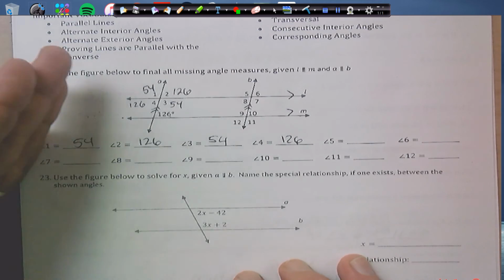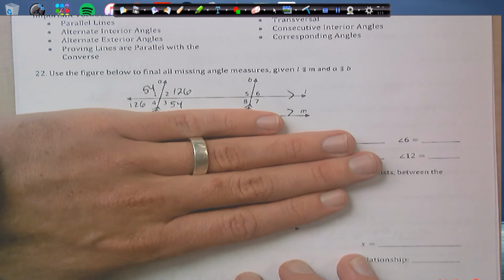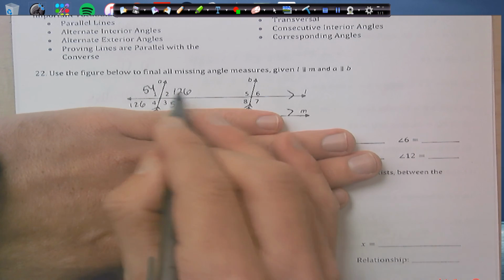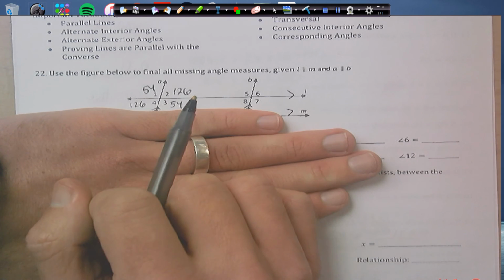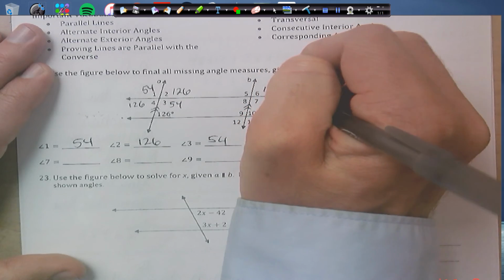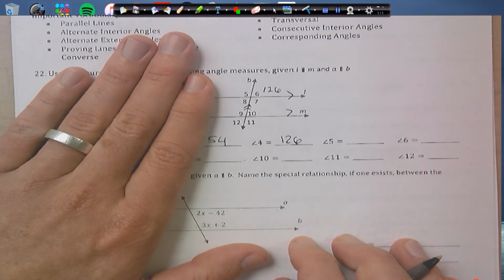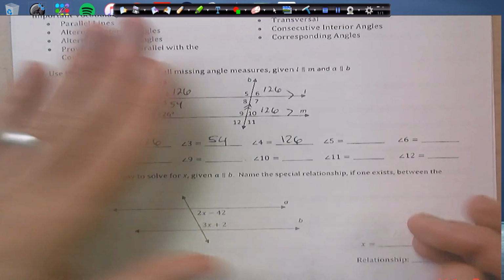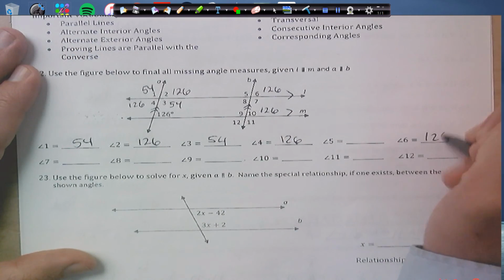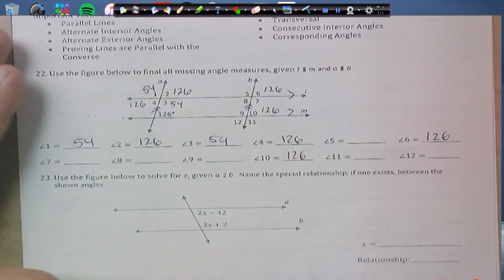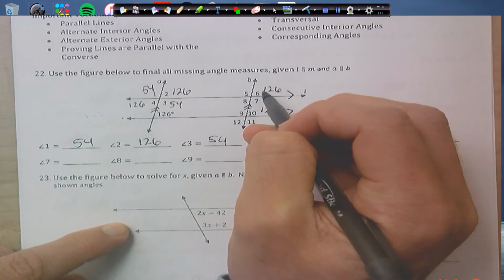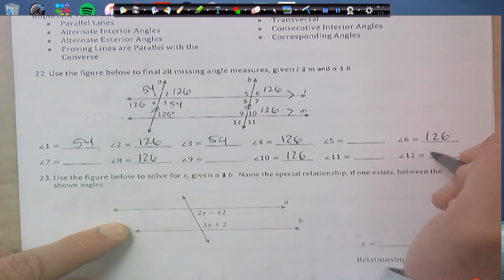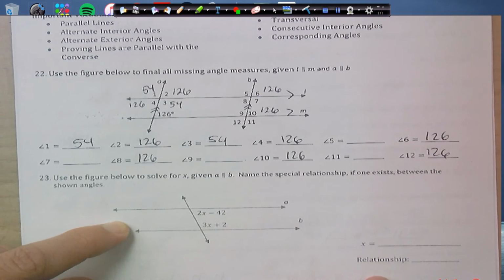Now I got to hop over to the other side, so if I cover this up, I can see that 126, angle 2, and angle 6 are going to be congruent because they're corresponding. So that's 126. And if I cover this part up, I can see 6 and 10 are corresponding, so they're congruent as well. That really helps me out because the rest of this is going to go really quick. 6 and 8 are congruent because they're vertical. 10 and 12 are vertical.